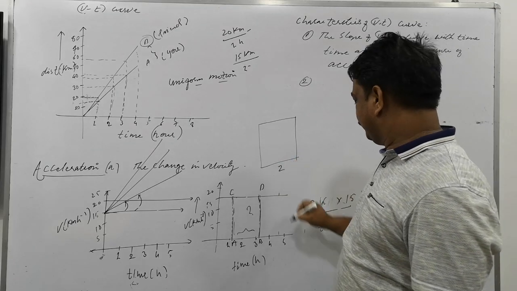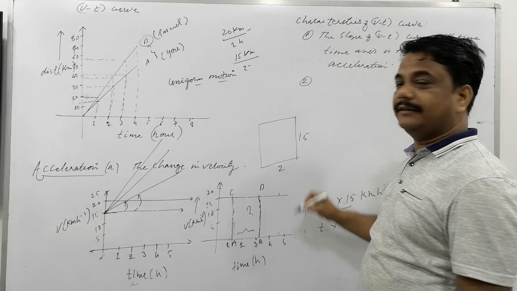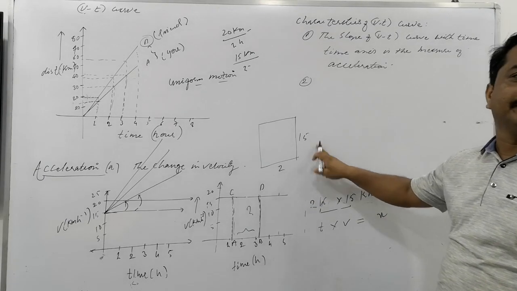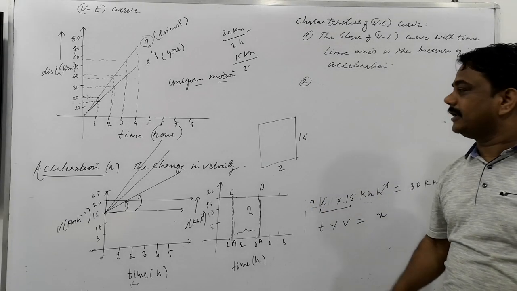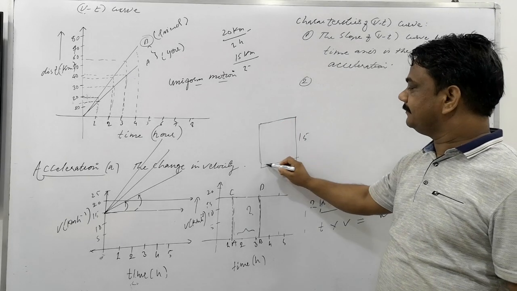This is 2 and this is 15. You have multiplied 2 into 15. What exactly is it? What type of geometry are you finding there?